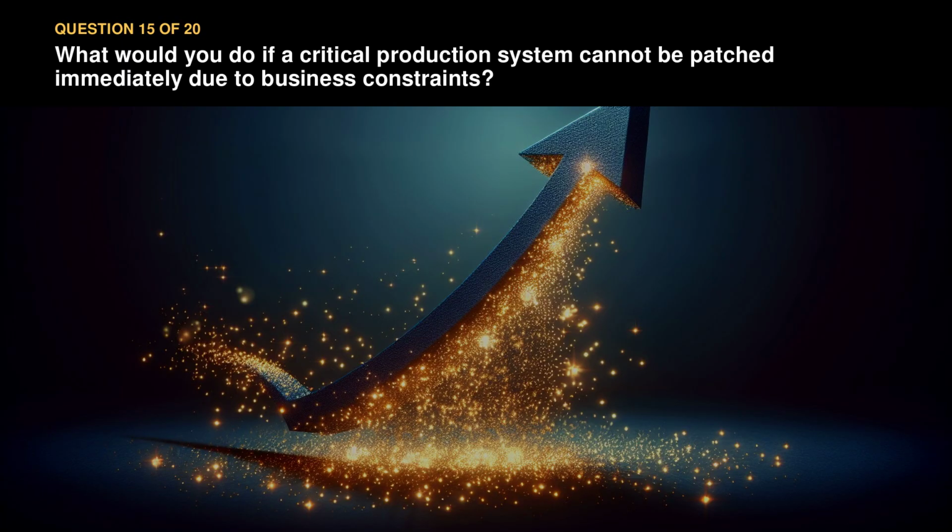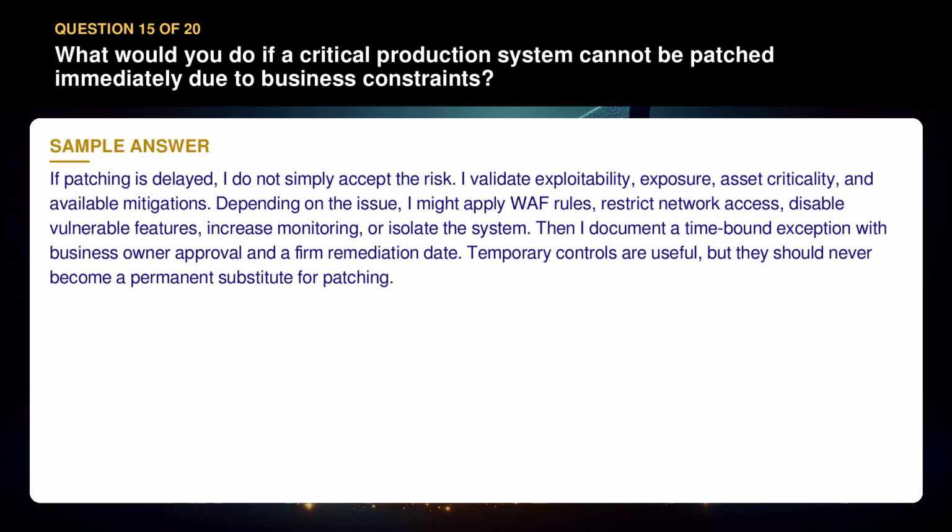Question 15. What would you do if a critical production system cannot be patched immediately due to business constraints? If patching is delayed, I do not simply accept the risk. I validate exploitability, exposure, asset criticality, and available mitigations. Depending on the issue, I might apply WAF rules, restrict network access, disable vulnerable features, increase monitoring, or isolate the system. Then I document a time-bound exception with business owner approval and a firm remediation date. Temporary controls are useful, but they should never become a permanent substitute for patching.